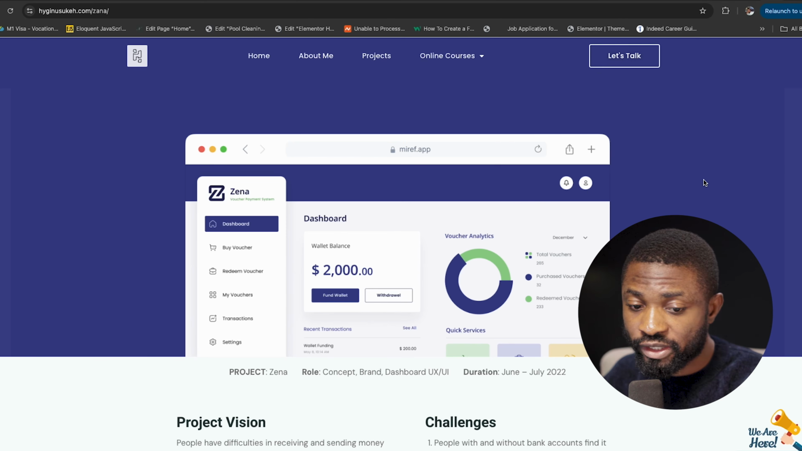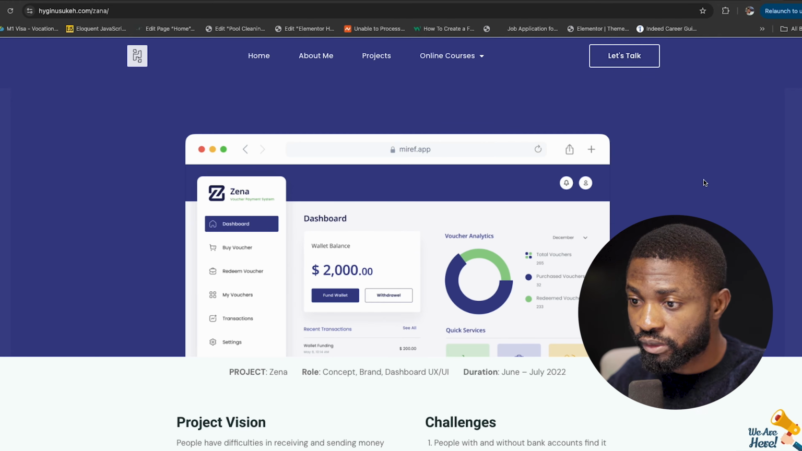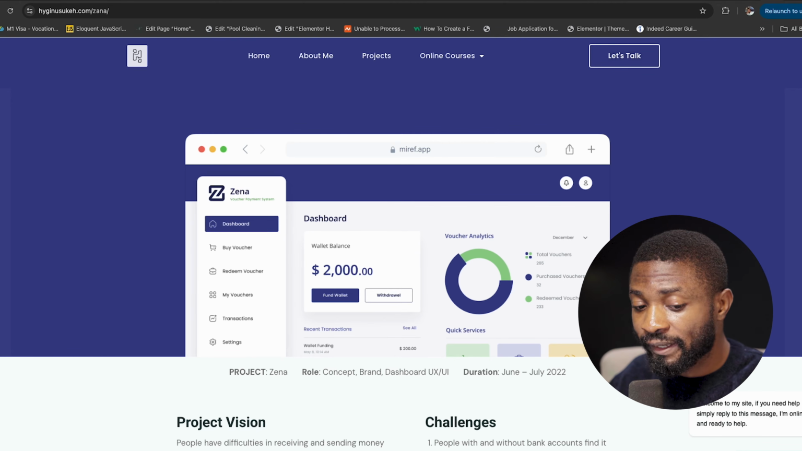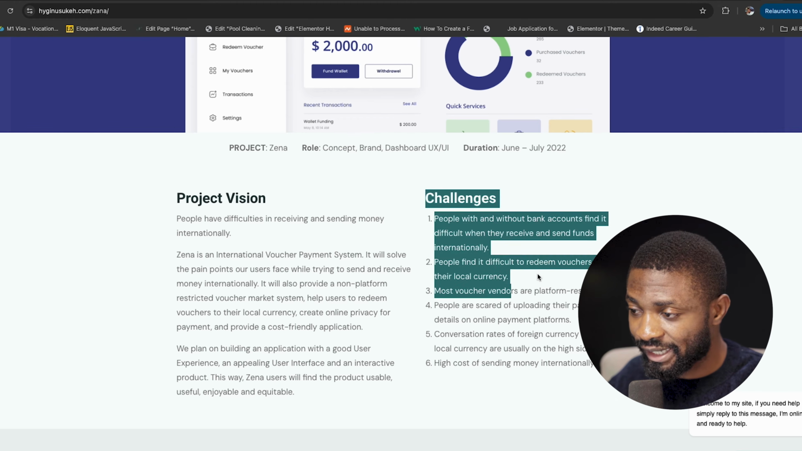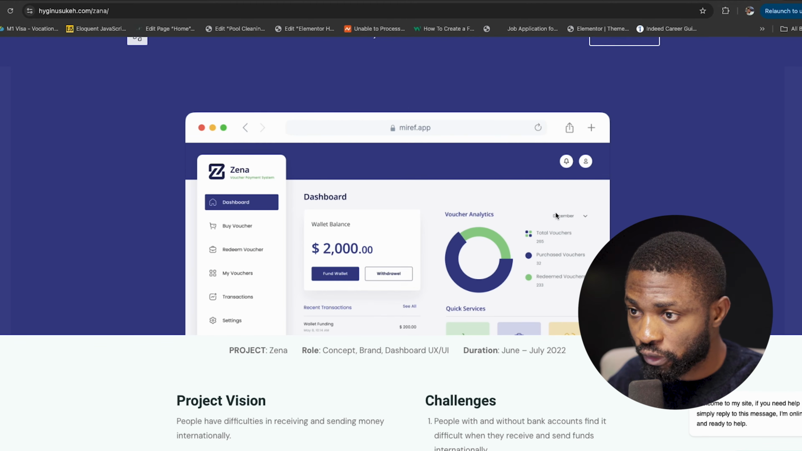Talking about case study, let's quickly look at this case study and see if it matches up with the elements I talked about. So the first thing I talked about is to clearly outline the problem which you're trying to solve. And if you see here, I have the challenge which I was trying to solve for this product, which is called Zenna.